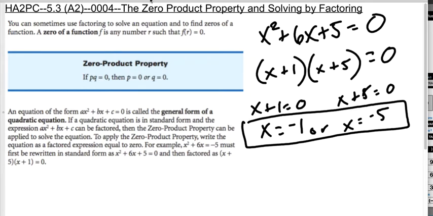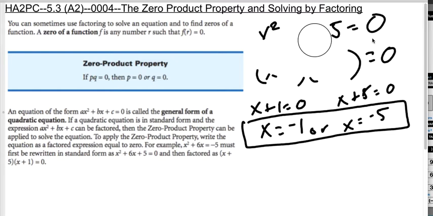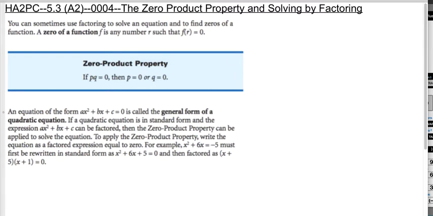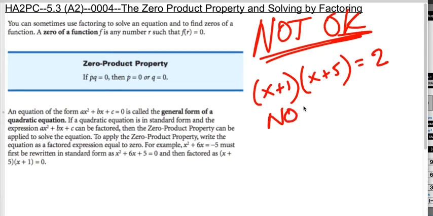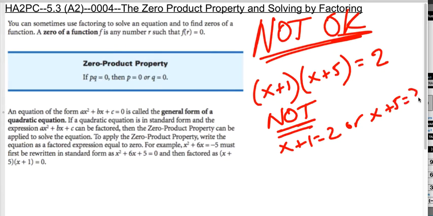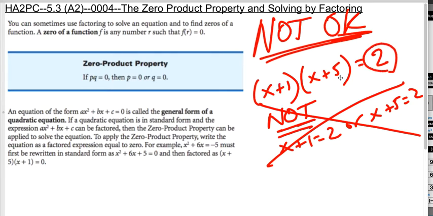Now, I do want to show you a side note about something that you can't do. So I'm going to put in an obnoxious, big red, not okay. If I tell you that x plus 1 times x plus 5 equals 2, it is not okay to say x plus 1 equals 2 or x plus 5 equals 2. The reason that's not okay is the same reason as when I gave you an example of what two things multiply to 2: there's no rule that says that if this is a 2, one of these is a 2. There is a rule that says that if this is a 0, logically, one of these two has to be 0.